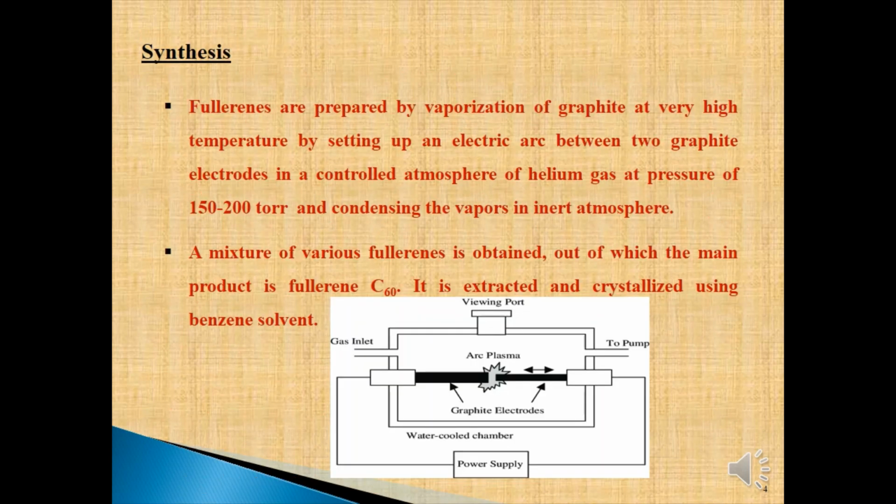Synthesis of fullerene. Synthesis of fullerene can be explained by taking into consideration the below diagram. Fullerenes are prepared by vaporization of graphite at a very high temperature by setting up an electric arc between two graphite electrodes in a controlled atmosphere of helium gas. The pressure is maintained around 150 to 200 torr, and later the vapors formed are condensed in an inert atmosphere. A mixture of various fullerenes is obtained, out of which the main product is C60 fullerene, which is extracted and crystallized using benzene solvent.